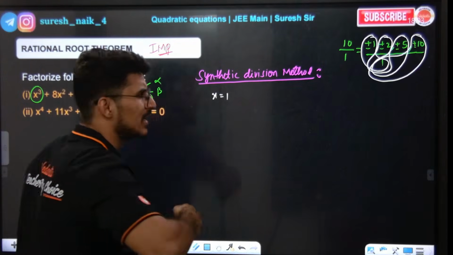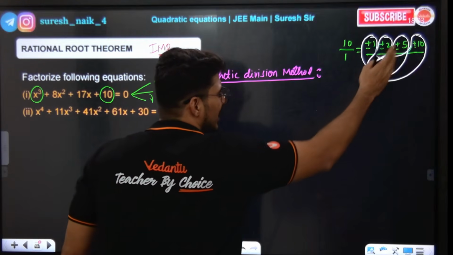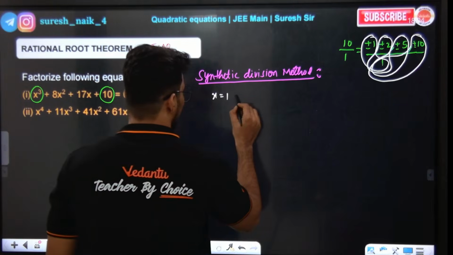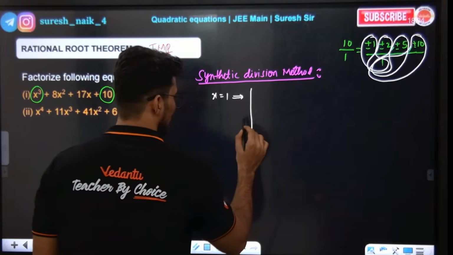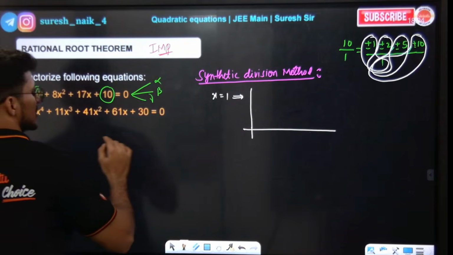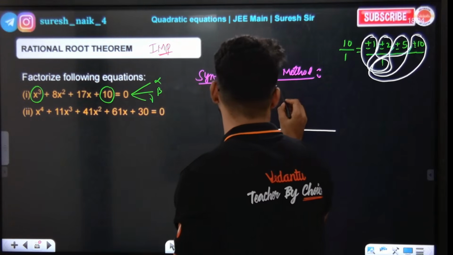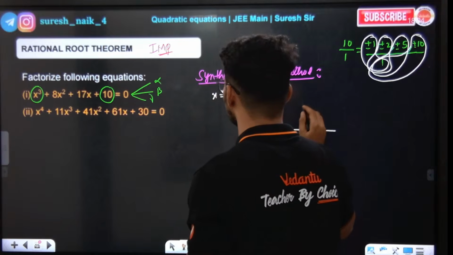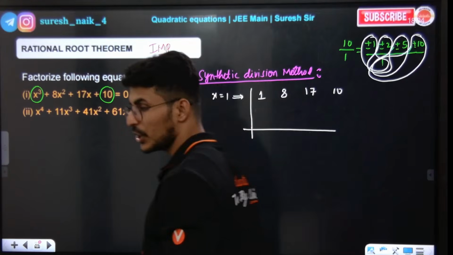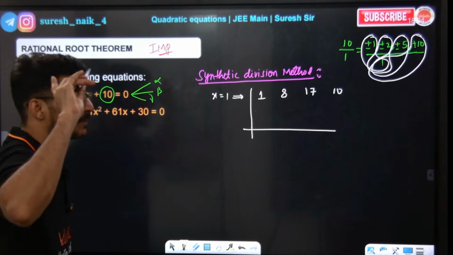I'm taking x value as 1. Why am I taking 1 only? I'm telling you, take 1, take minus 1, take 2, minus 2, 5, minus 5, 10, minus 10. Any value you take, no problem. If I take x value 1, what happens? First, you need to write all the coefficients: the x cube coefficient is 1, the x square coefficient is 8, the x coefficient is 17, and 10 as it is. That's step number 1.